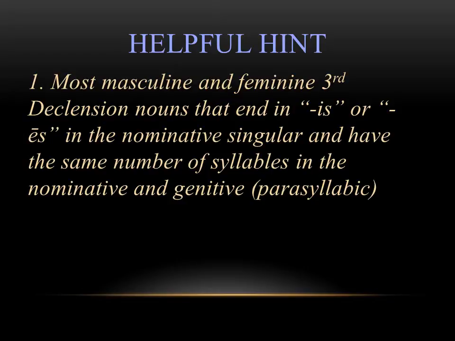We call this parasyllabic. So for instance, let's look at civis. The first thing you'll notice is that it ends in an is, so that nominative singular is an is. That's our first hint that this might be I stem. And on top of it, you want to count out the syllables. The nominative singular is civis, 2 syllables. The genitive singular is also civis, which is 2 syllables. That's what we mean by parasyllabic. They have the same number of syllables. That's an easy way to tell without the book listing the genitive plural for you. This is an easy way to tell that this word civis is an I stem.